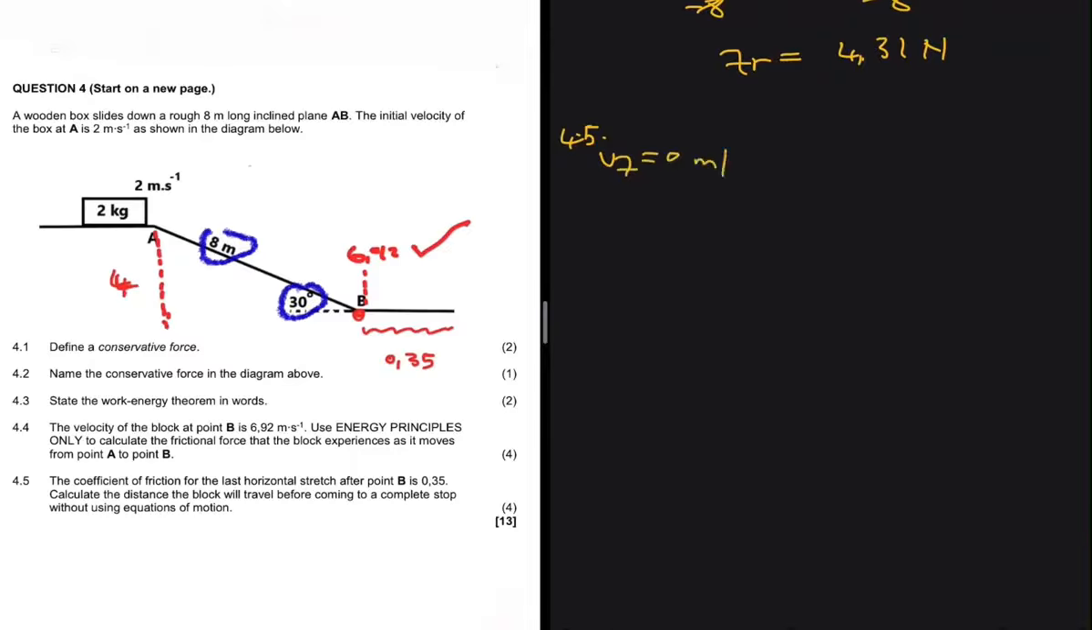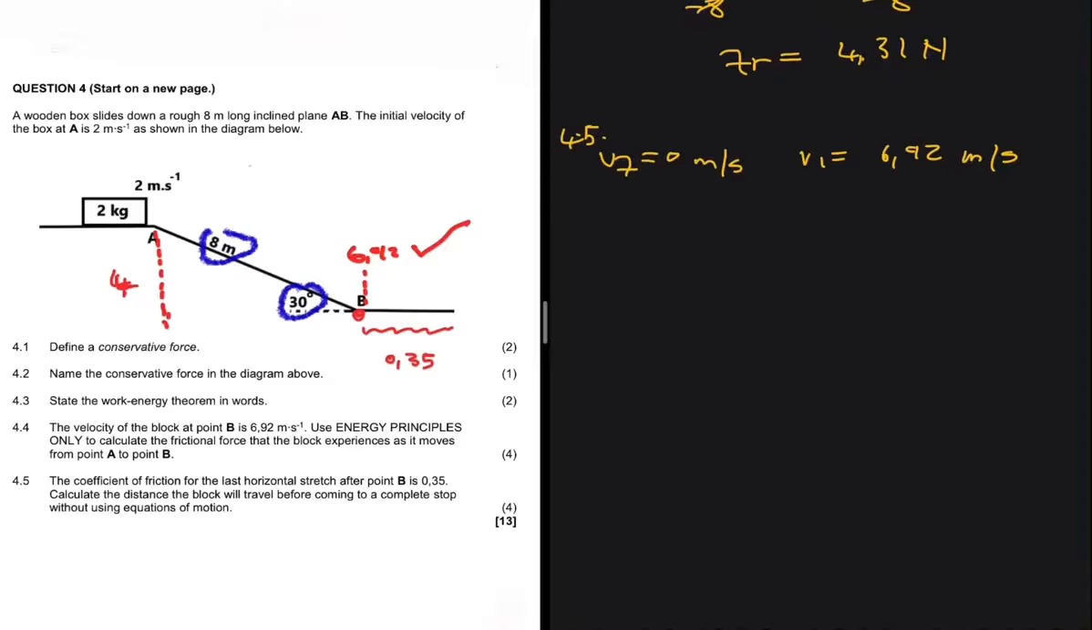But then that's not all we have. We also know that VI is equal to 6.92 meters per second for that part of the motion. It was VF from point A to B, but then from point B to a complete stop, it is now VI, right? And then what else do we have? We have the coefficient, which is equal to 0.35. So let's go ahead and set up our equations and see what we can do here.